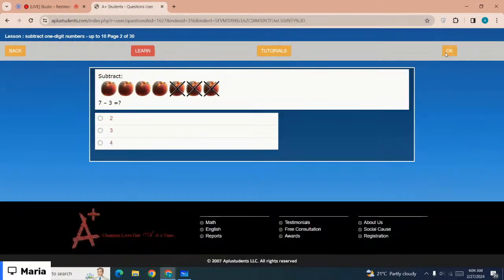The next one is 7 take away 3. You are given 7 peaches, and 3 of them are crossed. You need to count the ones that are not crossed. That means you have 7 peaches, you take away 3 of them, and you are left with 4. So 7 take away 3 equals 4. The correct option is 4. Got it?